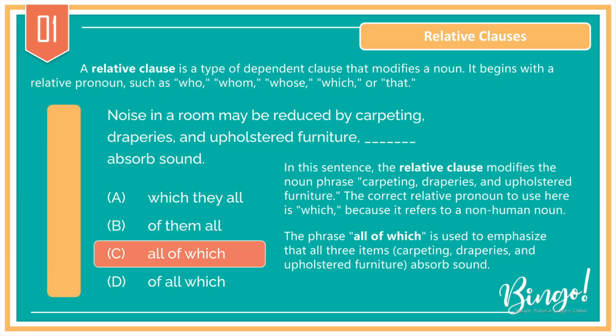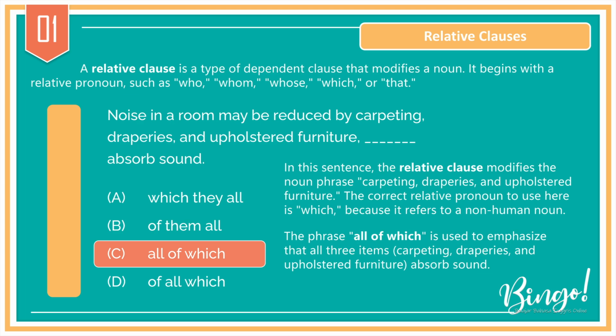Answer 1. A relative clause is a type of dependent clause that modifies a noun. It begins with a relative pronoun such as who, whom, whose, which, or that. In this sentence, the relative clause modifies the noun phrase carpeting, draperies, and upholstered furniture.